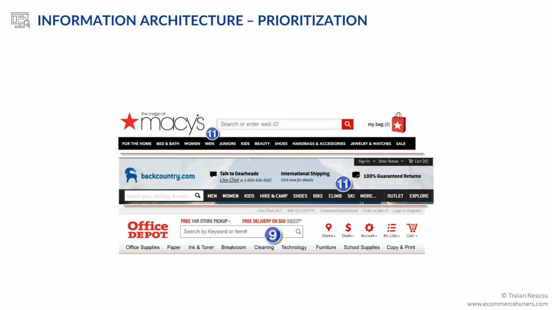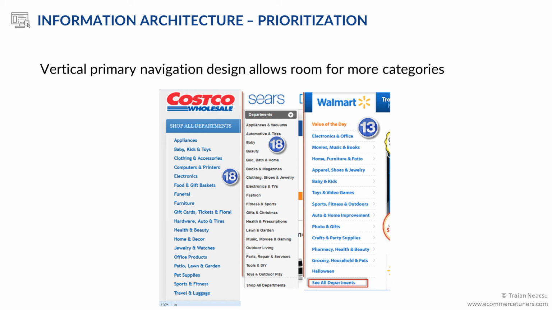As you can see in these examples, in a horizontal design, the primary navigation is constrained by design space. Notice how short the category names must be. Macy's displays 11 labels in the primary navigation, while Office Depot lists only 9 labels. However, vertical primary navigation placement allows for more categories to be listed. Costco displays 18 categories in the menu, Sears the same number, while Walmart displays only 13.